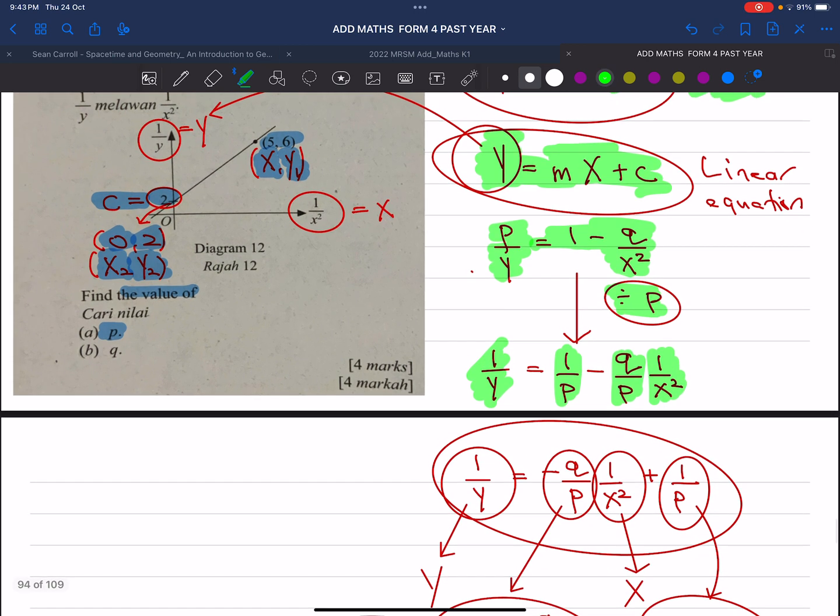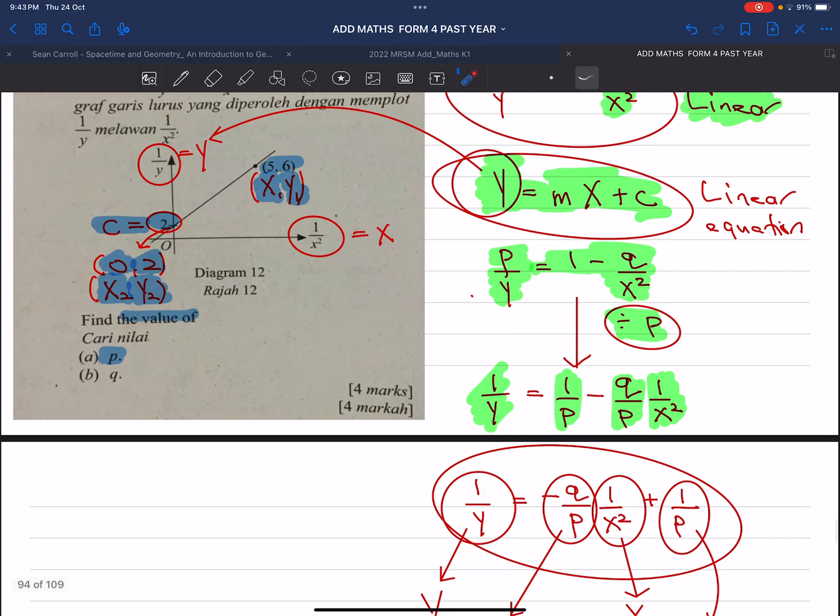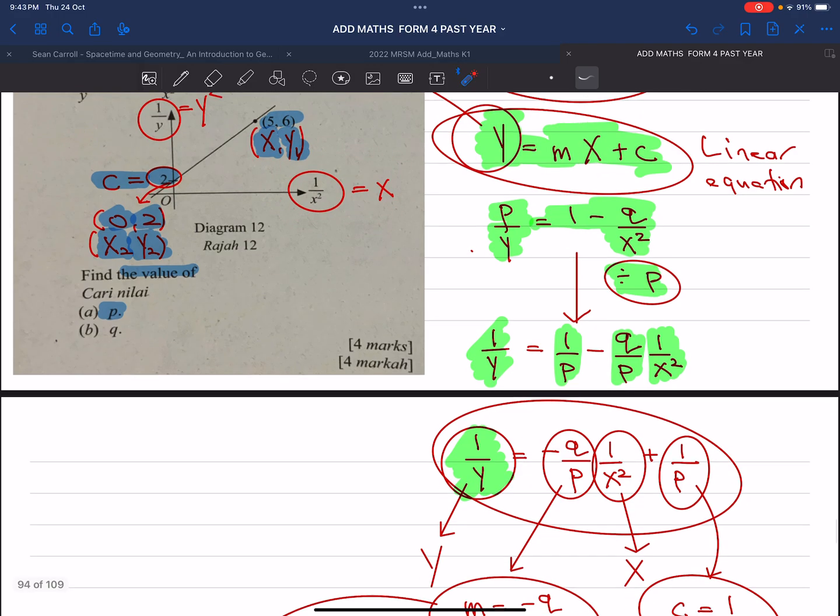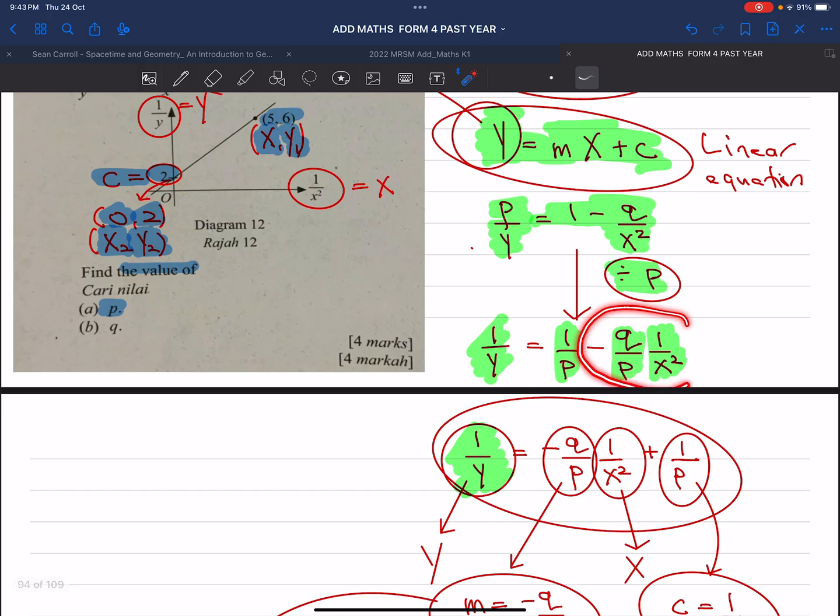Now I'm going to rearrange. Because capital Y is 1 over y, I already have 1 over y. And then next must be mx. If you notice here, this is mx, so I need the X, the capital X, which is 1 over x squared. So I take this term, q over p times 1 over x squared, and put it in front: negative q over p times 1 over x squared. And finally, 1 over p I put behind, plus 1 over p.